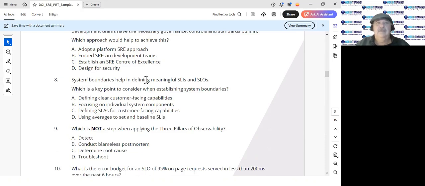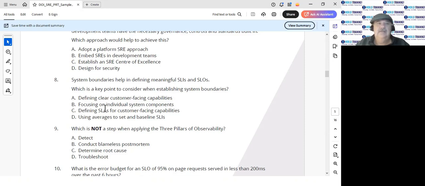System boundaries help in defining meaningful SLIs and SLOs, which is a key point to consider when establishing system boundaries. Define clear customer-facing capabilities. That's true. You do want to have SLOs and SLIs defined from customers or clients. They may be internal clients, but definitely from that perspective. Focusing on individual system components. So that's not true. You want a systems view, and that may involve multiple system components. You want to look at the total stack of things and orient them that way towards the customer.